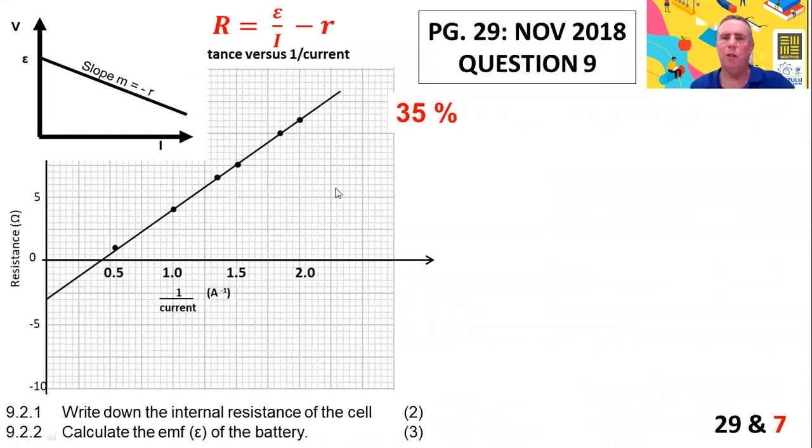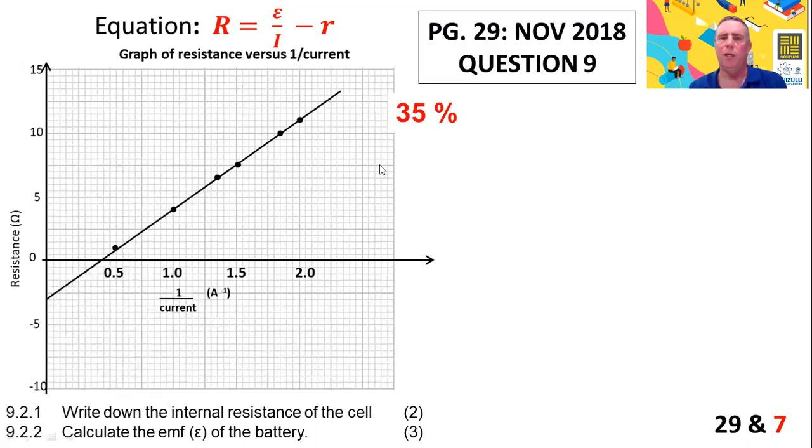And in November 2018, the examiner confused everybody by changing the internal resistance graph. Remember, this is what you had, voltage versus current, with the c value equal to E and the slope equal to minus r. Remember that. But this time it was rewritten in this form. As a result, this was the worst answered question in the whole paper. The national average for this question was 35%.